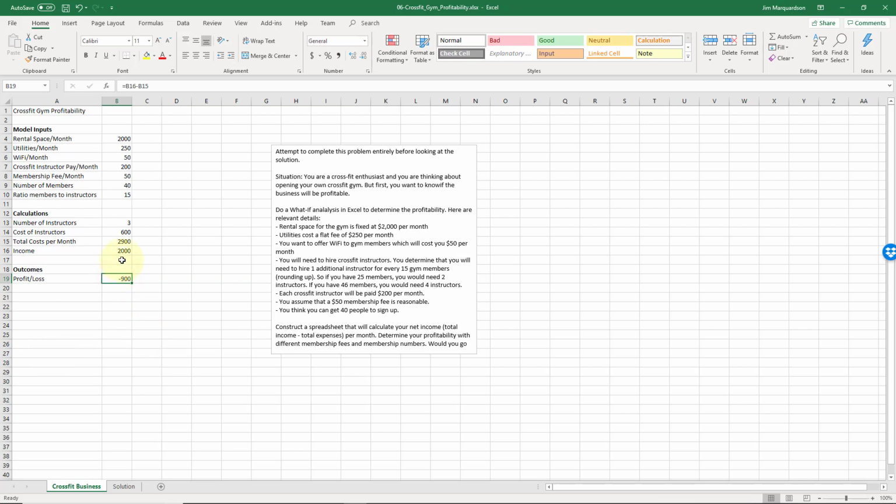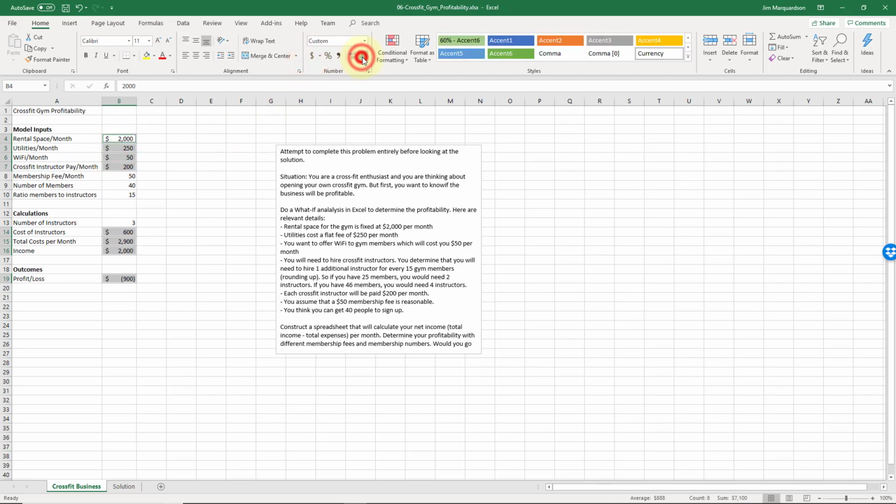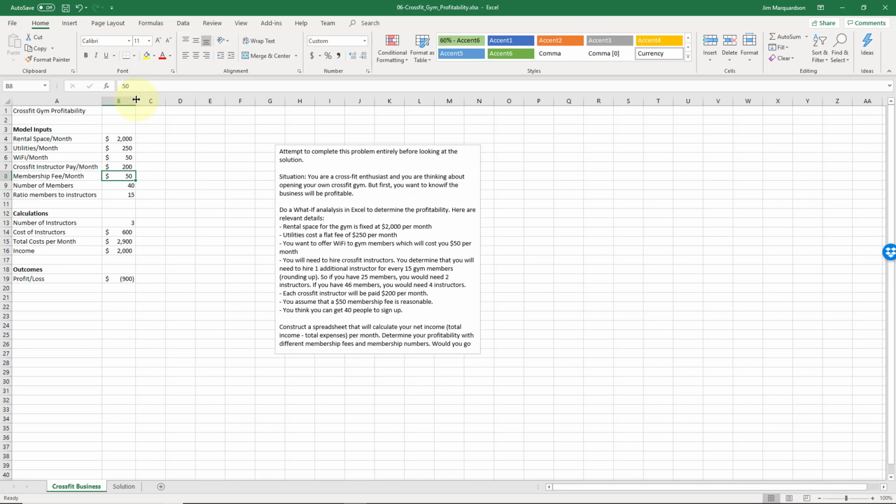Let's format all the dollar things using dollar formatting. But I don't want any decimal places. That'll just help me know. See, I missed one. Membership fee per month, that's also money. So this is looking good, looking accurate at least.